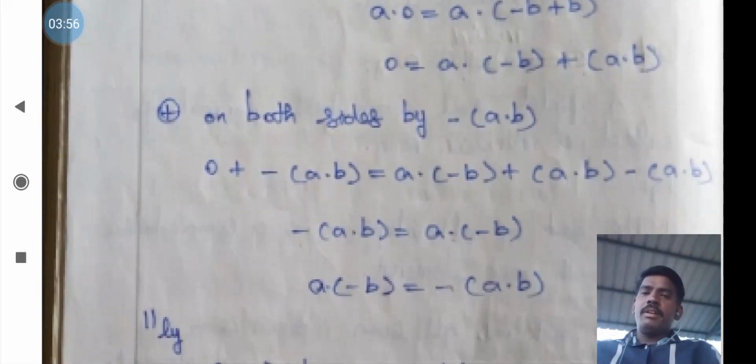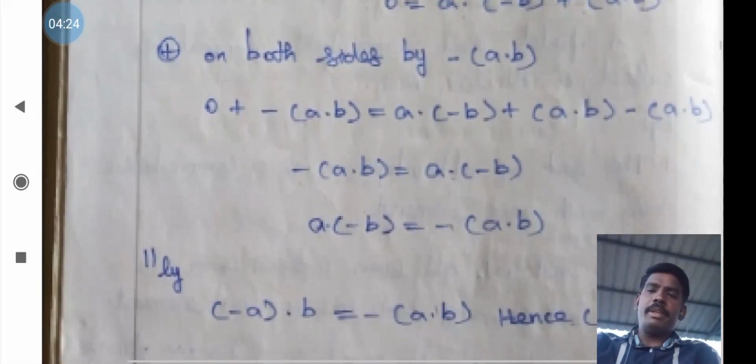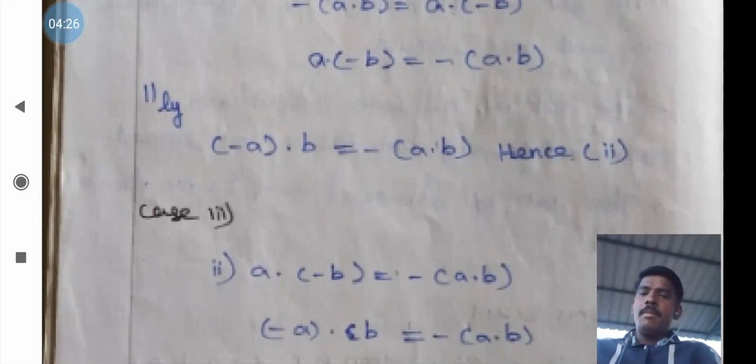In the left hand side we have 0. Now we add minus of (a dot b) in both sides. So we have 0 plus minus of (a dot b) equal to a dot (minus b) plus a dot b minus a dot b. In the right hand side, this a dot b minus a dot b gets cancelled. Therefore we have minus of (a dot b) equal to a dot (minus b). And therefore a dot (minus b) equal to minus of (a dot b). Similarly we can say (minus a) dot b equal to minus of (a dot b).